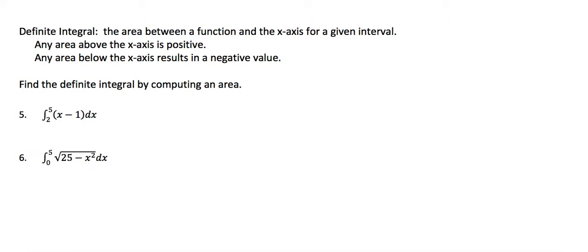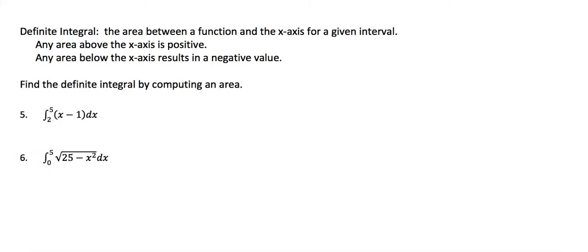We continue our study of area with a formal definition of what's known as the definite integral. Okay, so let's get right to it. The definite integral is the area between a function and the x-axis for a given interval. This function here, we assume it's f of x, to clarify, and the x-axis for a given interval. Any area above the x-axis, we deem it positive, and any area below the x-axis results in a negative value.